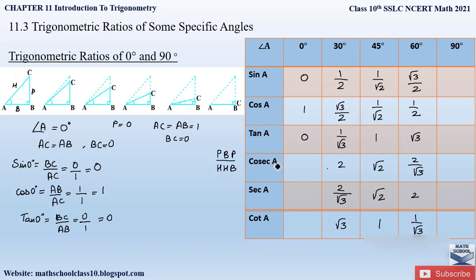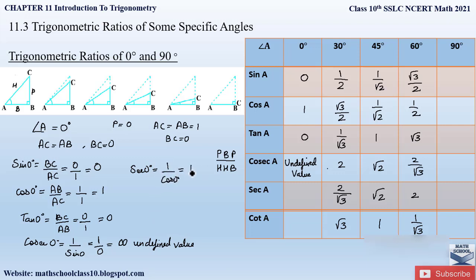Now our cosecant 0 can be taken as the reciprocal of sine 0. So cosecant 0 degree will be 1 by sine 0. So here 1 by 0 is nothing but infinity, or it is an undefined value. We cannot divide 1 by 0, so it is taken as infinity or an undefined value. So let me write down here undefined value.